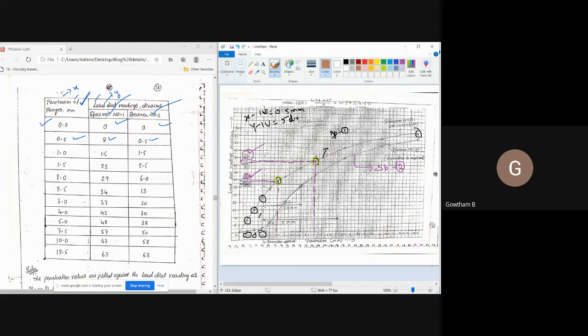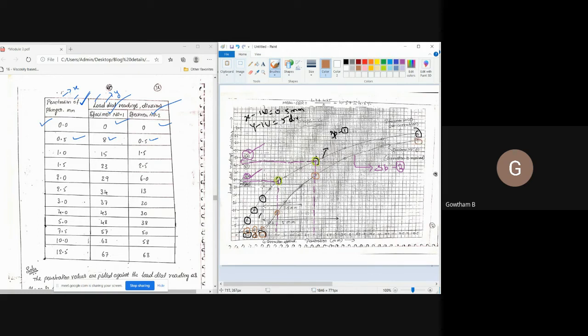For 0.5 I marked it as 0.5 division only here. For 1 I marked it as 1.5 division. Then for 1.5 I marked it as 2.5 division. Then for 2.5 I marked it as 13 division. Next, for 5 I marked the division as 38. Similarly, at last, for 12.5 I marked 63 divisions.